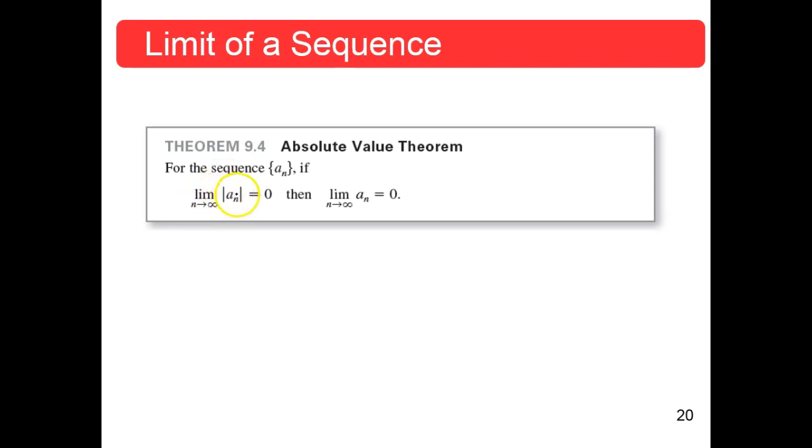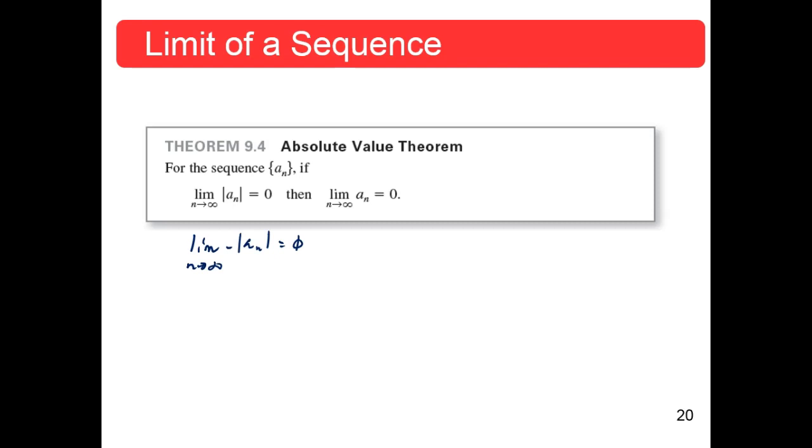The limit of the absolute value of a sub n, that's what they're giving us, is equal to 0. And what they do is then the limit as n approaches infinity of negative absolute value of a sub n is also going to be 0. Because if the positive limit is going to 0, the negative of that limit is also going to 0. I mean, we have no choice.